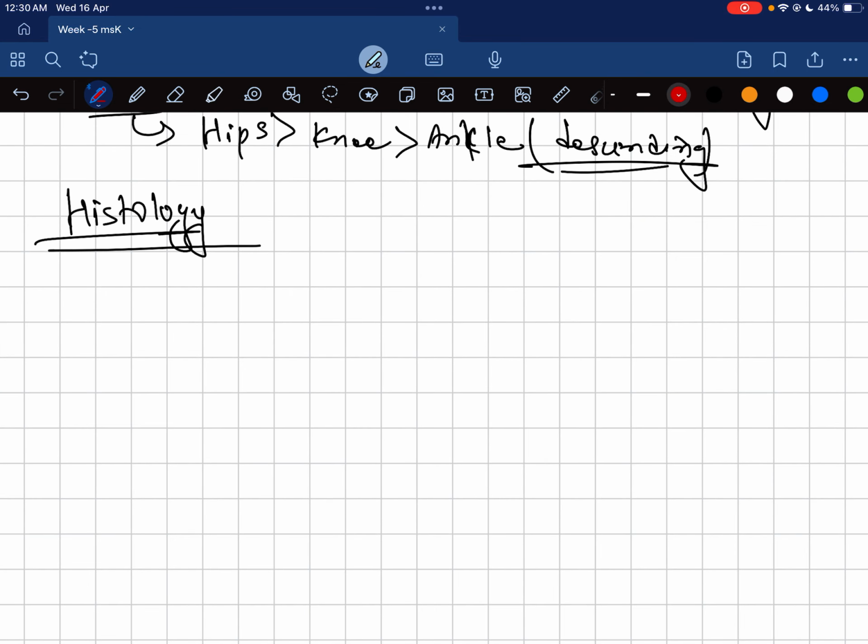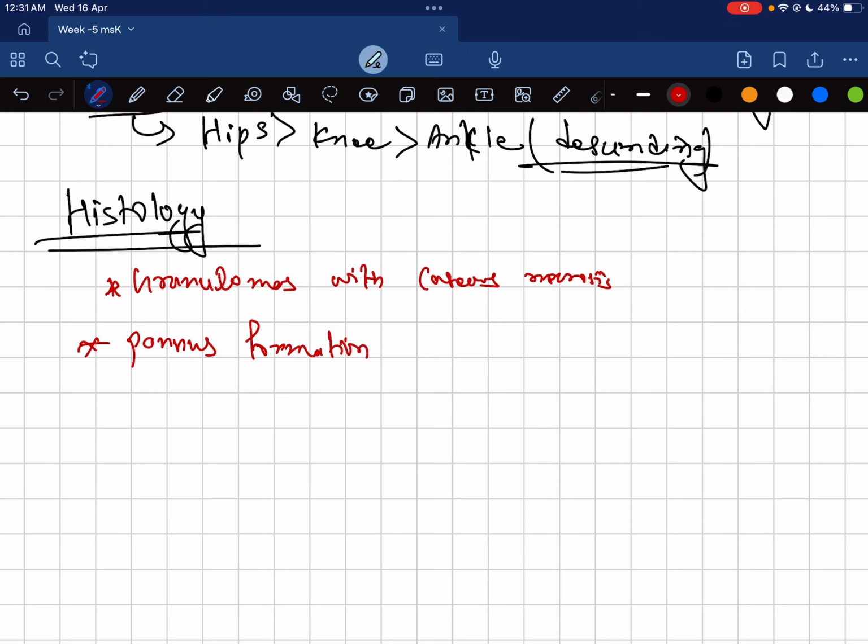in histology there are granulomas with caseous necrosis, and there is also pannus formation going on. In the previous video we discussed pannus formation. There are inflammatory cytokines, and macrophages and lymphocytes aggregate in the joints, and there is blood accumulation.